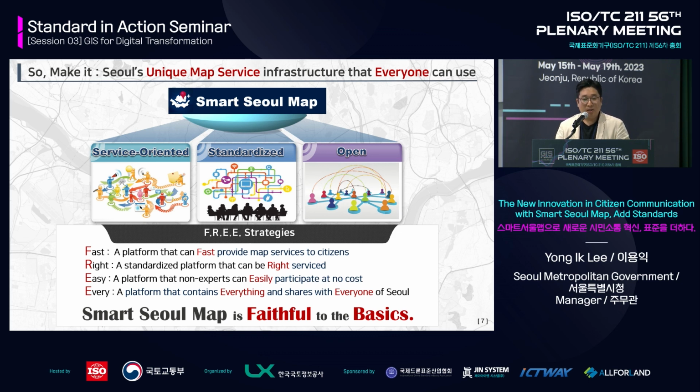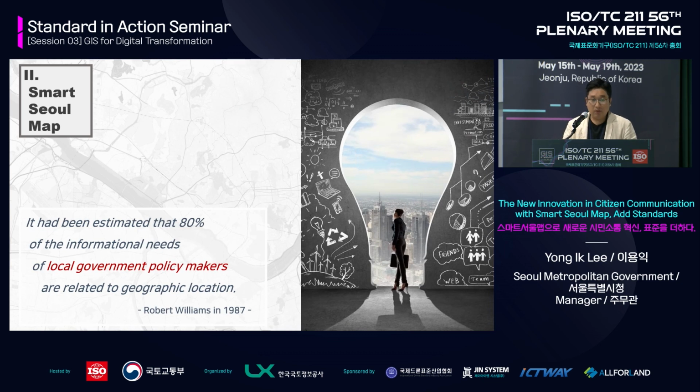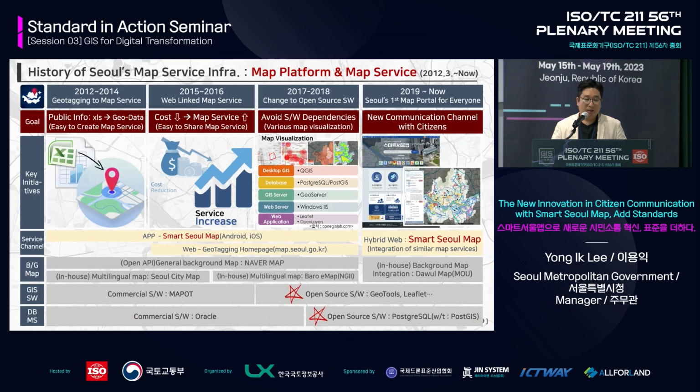Above all, Seoul's Smart Map is faithful to the basics. It hopes to share the power that maps have with the citizens of Seoul and also to assist the public officers with decision-making processes. Now let's delve a little deeper into the concept of Smart Map of Seoul. I hope Seoul Smart Map becomes a key to gaining insights to valuable information. Now let's talk about the history of Seoul Smart Map.